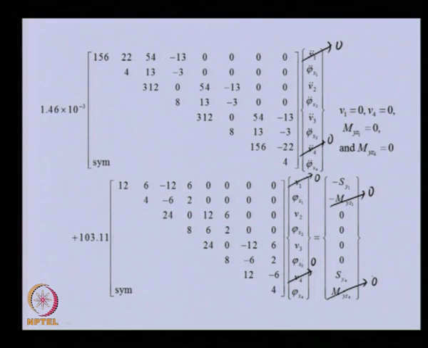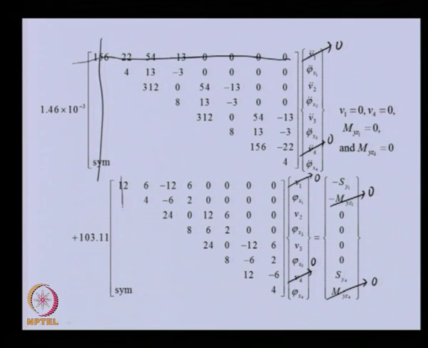Now, we can see that in this right-hand side vector, the first term and the 7th term contain the reaction of the support, which is unknown. So, among these, we will be eliminating the first and the 7th row equations. Basically, in this mass matrix, we will be eliminating the first column and first row.